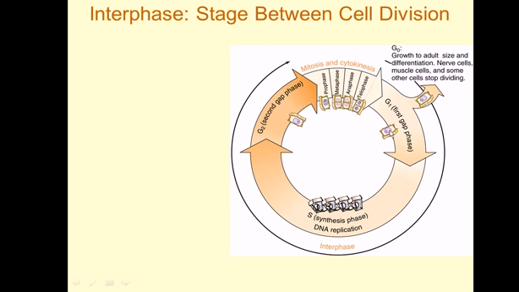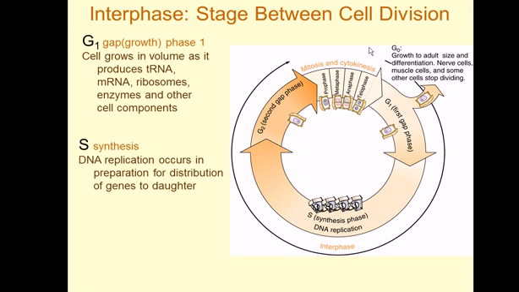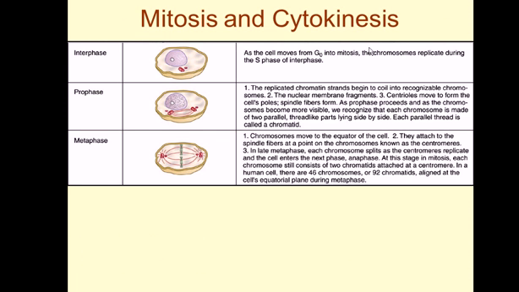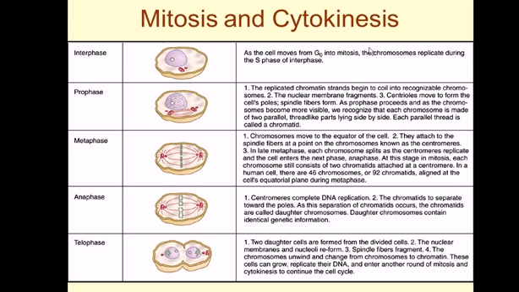You can see this is all interphase. So the cell spends 90% of its time in the interphase and only 10% of the time in the division. Mitosis, the division of the nucleus, and cytokinesis, the division of the cytoplasm. So now let's see the phases of the mitosis, the division of the nucleus.